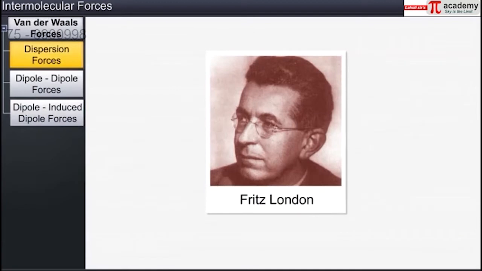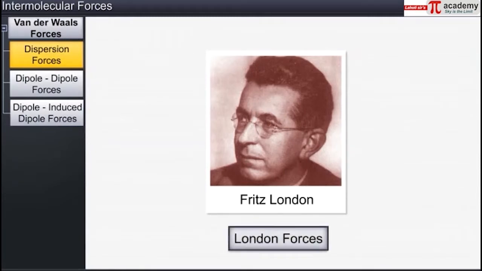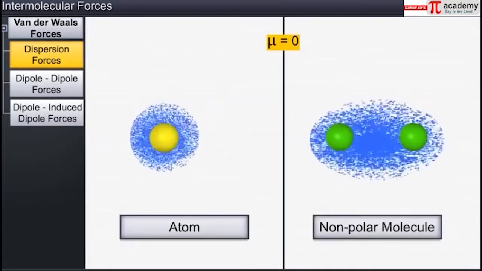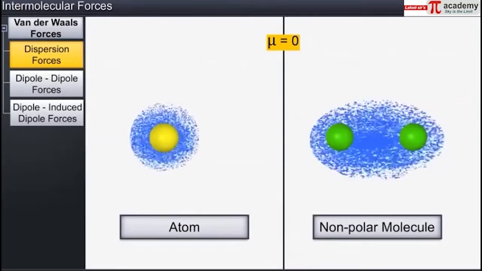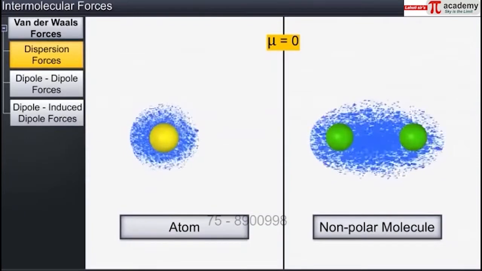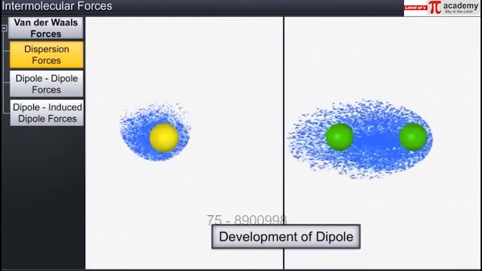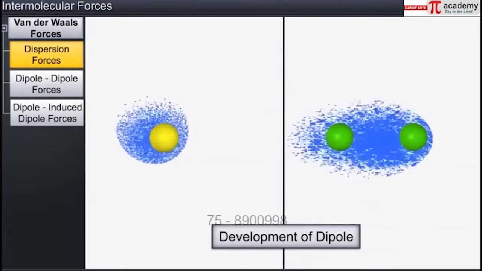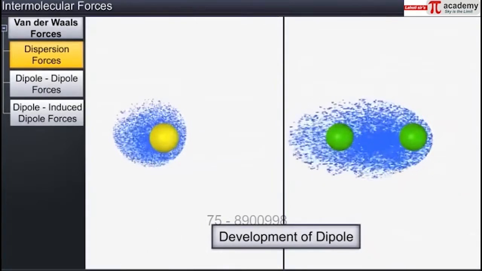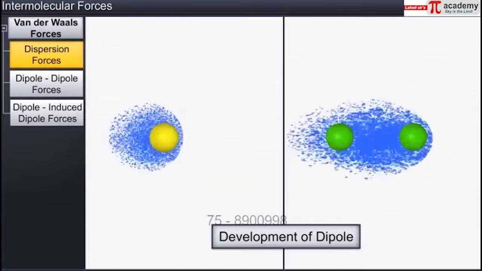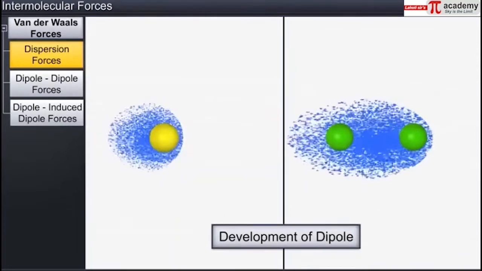The existence of dispersion forces was first suggested by Fritz London, and hence these forces are also known as London forces. We know that atoms and non-polar molecules have no dipole moment because their electron cloud is symmetrically distributed. However, due to the constant motion of the electrons, an atom or molecule can develop an instantaneous or transient dipole when its electron cloud is distributed asymmetrically about its nucleus. Let's understand this through an example.